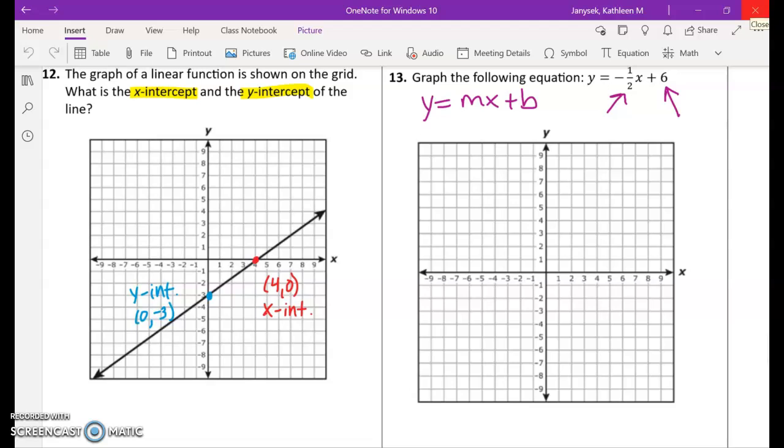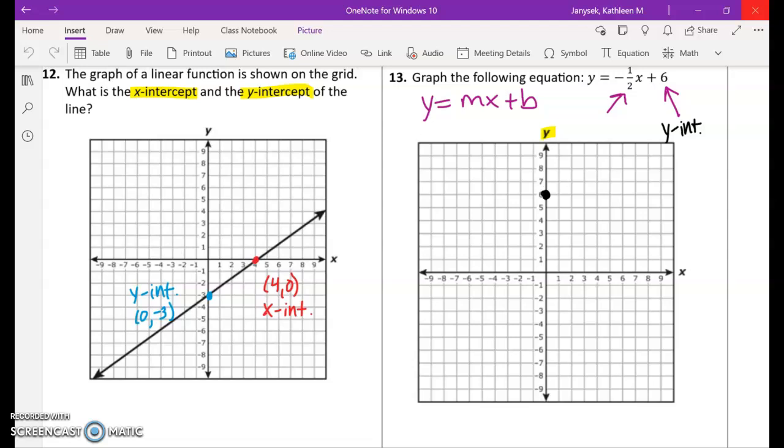This one is already in y equals mx plus b, so it does make it easier, but on the test, some of them may not already be in y equals mx plus b. So 6 is where we start because it's our y-intercept. So I'm going to go ahead and plot that point at 6 on the y-axis. Make sure you are not using the x-axis.